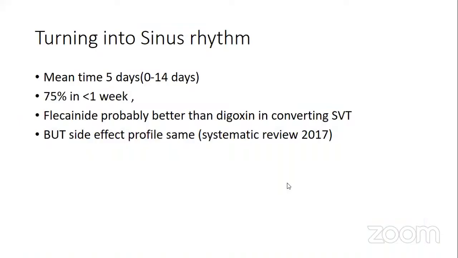It takes around 5 days to reach sinus rhythm, and in less than one week, 75% reach sinus rhythm. Triclinide is probably better than digoxin in converting SVT, but the side effect profile is the same.